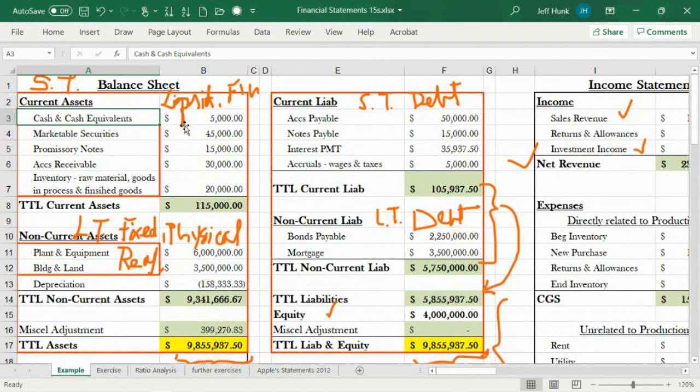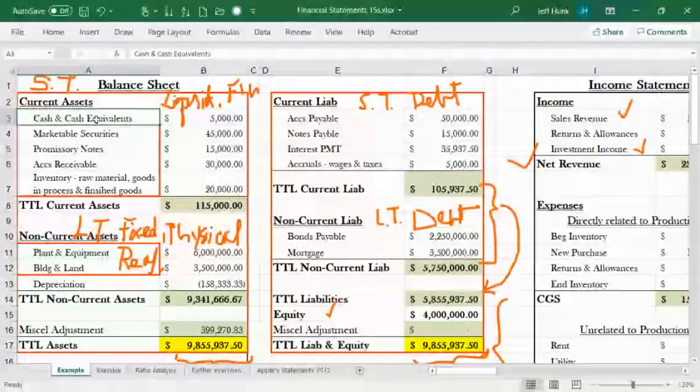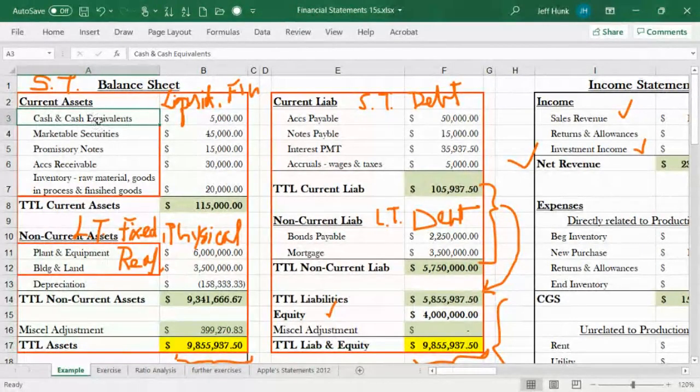Here, liquid assets basically means the first level of meaning of the word: how easily they can convert into cash. First of all, cash is already cash. All these assets are listed in the order of liquidity. The line items in the balance sheet follow just one simple rule: order of liquidity. Cash is already cash, so it's the most liquid.